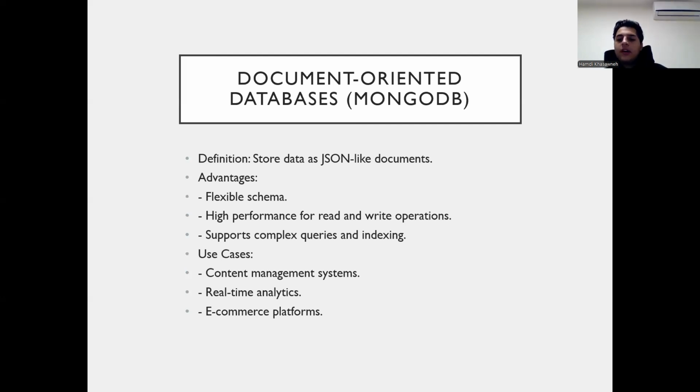Let me give you an example. For instance, a user profile document in MongoDB might look like name, year, age. These structures allow you to store different types of information in a single document, making it ideal for content management systems, e-commerce platforms, and real-time analytics.